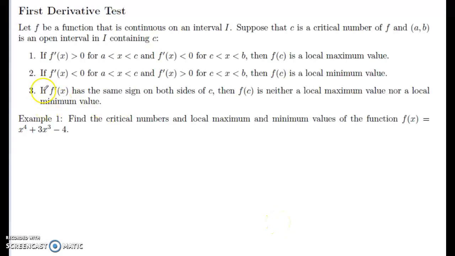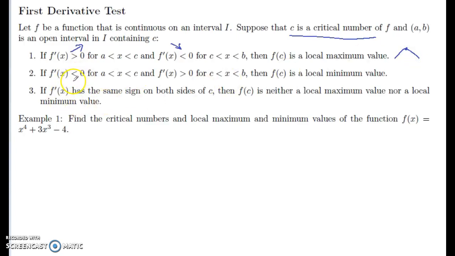The first derivative test tells us that if f prime of x is greater than 0, meaning it's increasing, and then less than 0, so decreasing, then at the point C, where C is a critical number, going from increasing to decreasing, it has a local maximum.